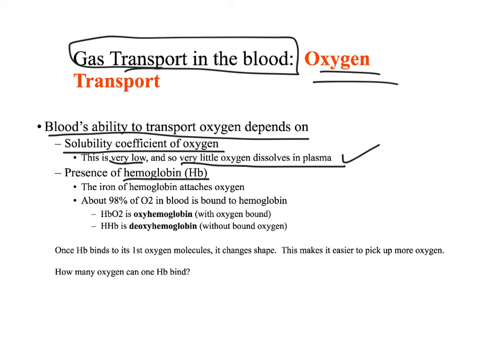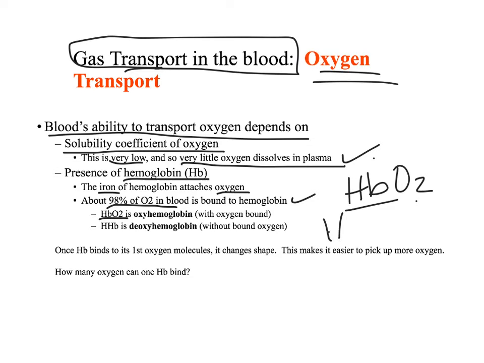Oxygen's going to attach to the iron of the hemoglobin. So 98% of the oxygen in the blood is bound to hemoglobin. The other 2% is going to be dissolved in the plasma. We abbreviate hemoglobin Hb, so it's easier than writing out hemoglobin. HbO2 is oxyhemoglobin. So that's hemoglobin that's carrying oxygen.